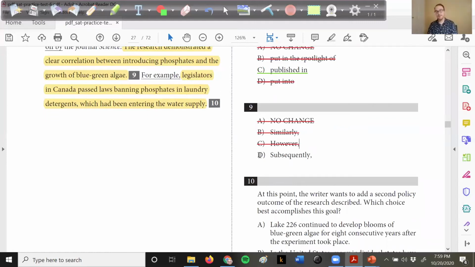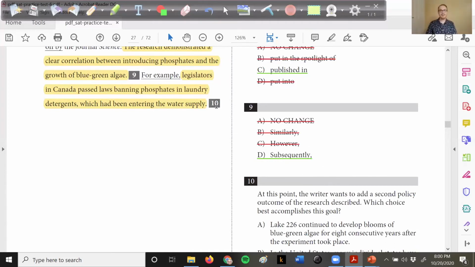Subsequently. Now, that's a $10 word. It's also our only option. Subsequently just means because of this. Or really it just means next in the sequence. So after this, legislators in Canada passed laws banning phosphates. That makes the most sense to me.